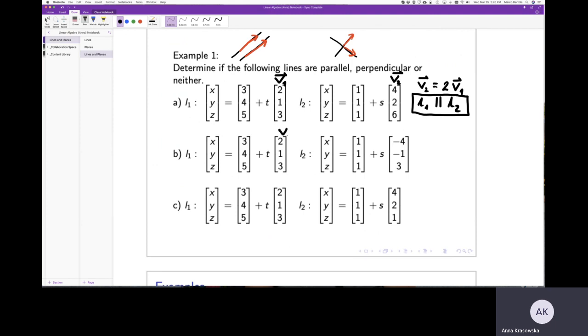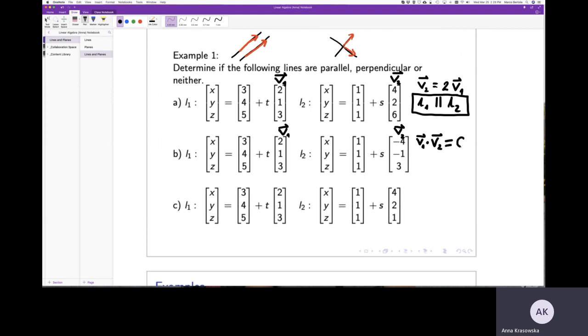Again, to determine in B now. We have again line 1 with V1, line 2 with direction vector V2. Now V2 and V1 are not a constant multiple of each other, and so they are not parallel. Are they perpendicular? How to check it? I hope you know that to check if two vectors are perpendicular, meaning orthogonal, we check whether the dot product is 0. Is it? We quickly compute the dot product of V1 and V2.